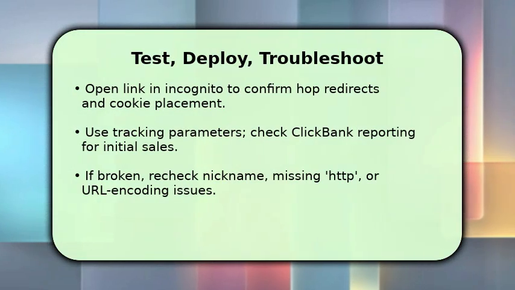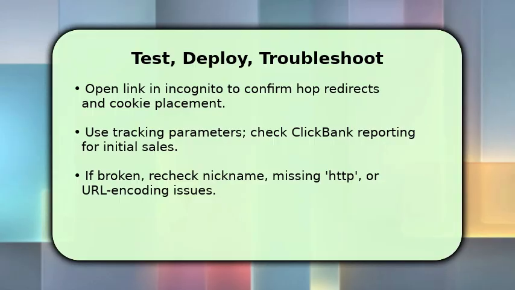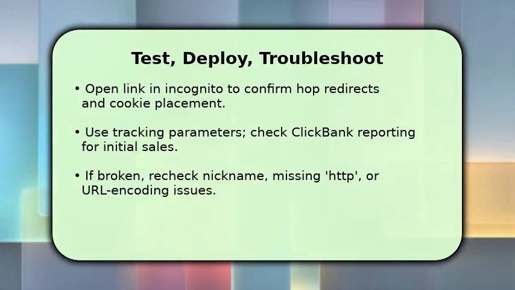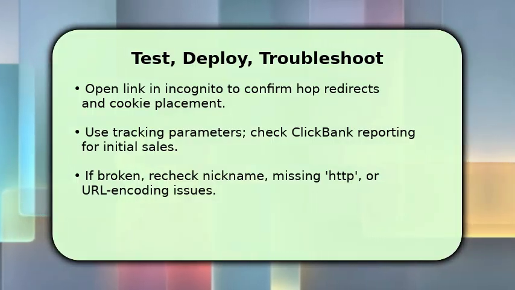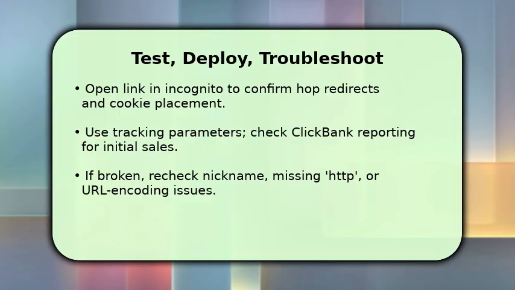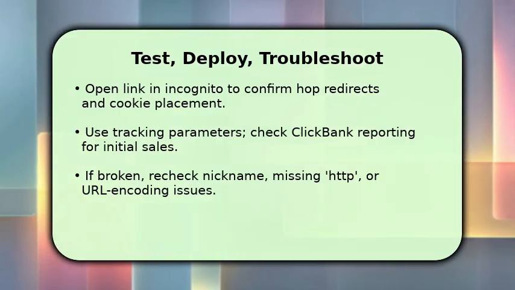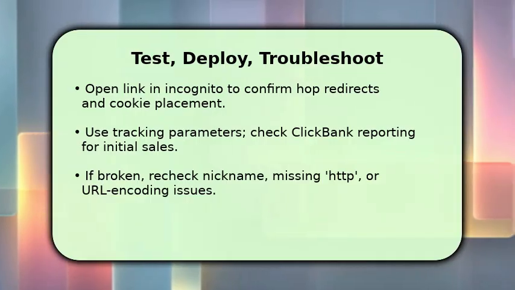You finish by thoroughly testing the hop link. Open it in an incognito browser to confirm it redirects to the vendor and sets ClickBank cookies. Once confirmed, deploy the link in your campaign, email, blog, or ad with tracking parameters so you can measure performance in ClickBank reporting. If something goes wrong, ensure your nickname is exact.